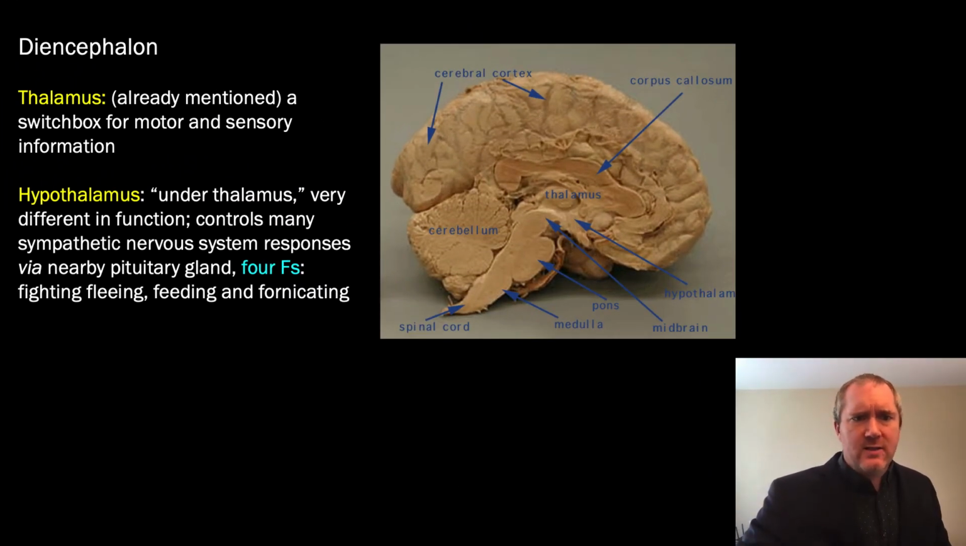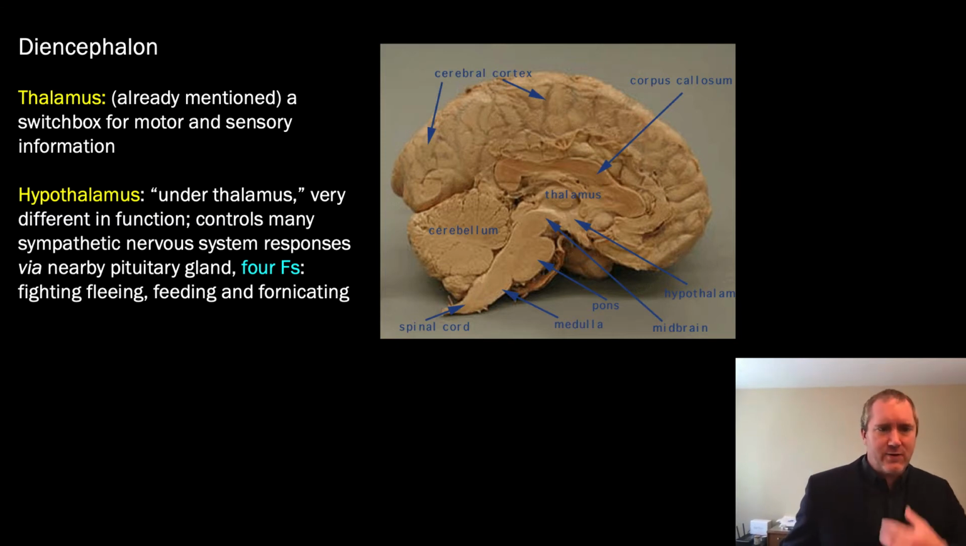So the diencephalon, two of the main structures there are the thalamus and the hypothalamus. We've already described the thalamus as this sort of central relay, the major switchbox for motor and sensory information. I've already pointed out that a lot of brain regions can be thought of as switch boxes. This is particularly true with the thalamus. Not only does it do that, it seems like that's its primary job, to function as a big relay hub.